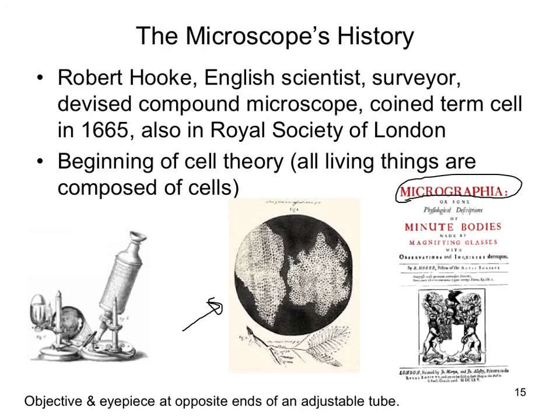So the cork is worth mentioning because based on his investigations of cork, he's the one that is credited with coming up with the term cell. Okay? And that was the beginning of what we call cell theory, or the idea or the truth that all living things are composed of cells. So he wrote about this in Micrographia, and also in Micrographia he documented many microbes. For example, a fungus commonly found on bread.